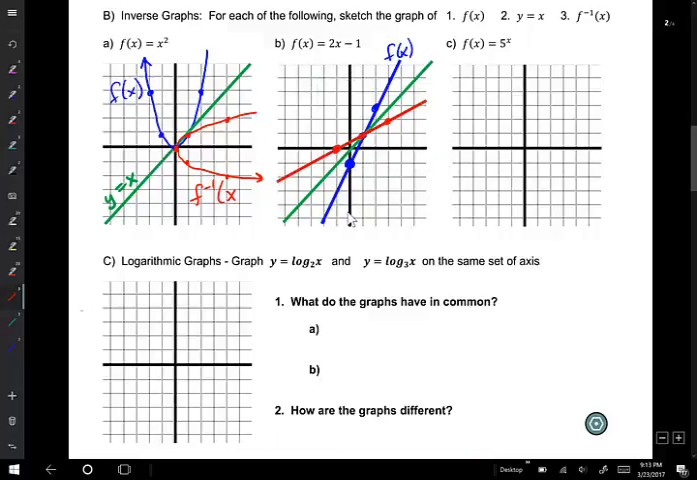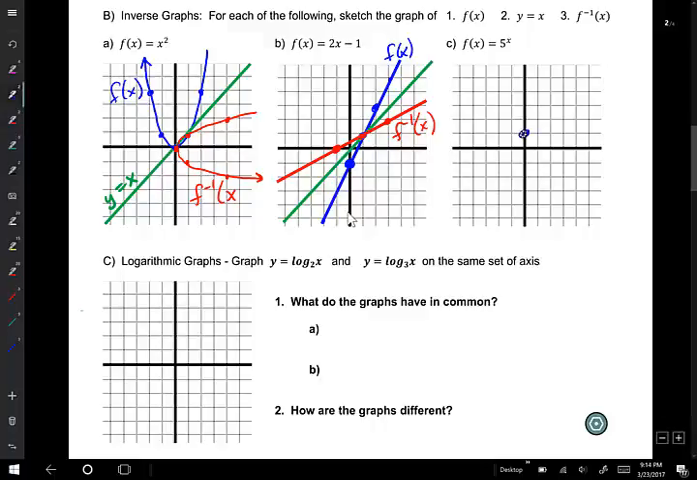And now you can see our blue and green and red lines being symmetrical on the line y equals x again. Now the red line is going to be our inverse of x. Our blue line is going to be our f of x. Now let's look at exponential growth.